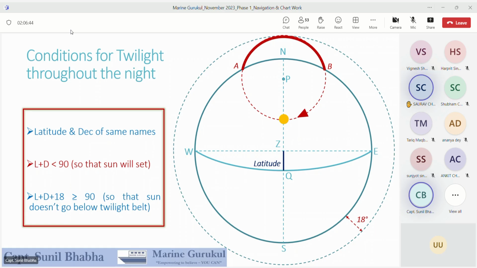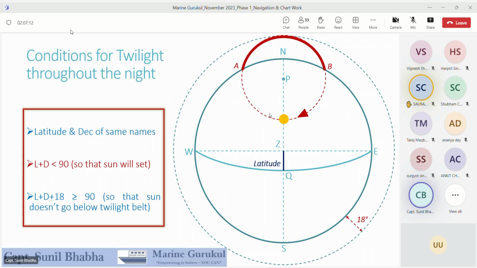Okay, understood, sir. It is approximately around 48.5 degrees latitude. If it is above that, then it will be on the belt. Yeah, it depends upon the declination also. What is the declination of the sun? If we take the maximum declination as 23.5, then around 48.5 comes out. Yeah, that's right. Okay, understood, sir.